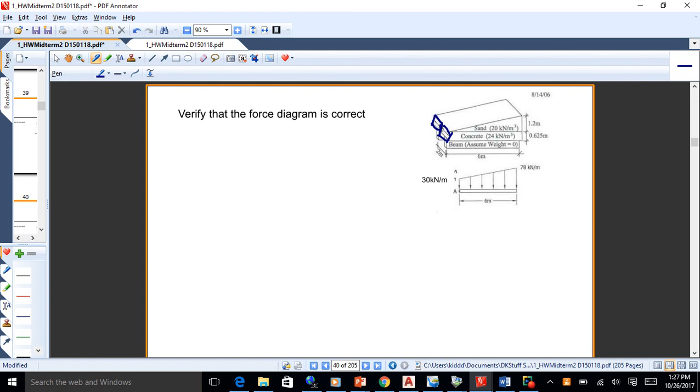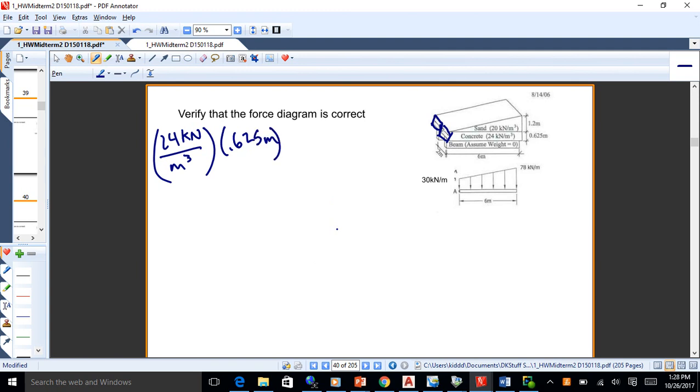Now the concrete, if you look at that, weighs 24 kilonewtons per cubic meter. So that's 24 kilonewtons per meter cubed. Now what you've got there is a 2 meter width. All right, and actually, why don't we put the height into that first? I'm sorry, let's do that. 0.625 meters.